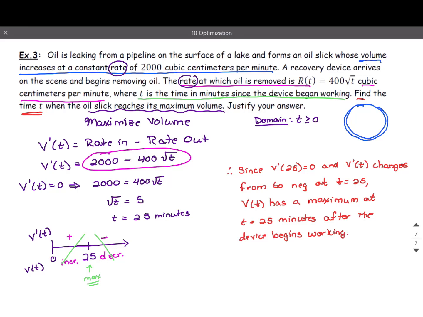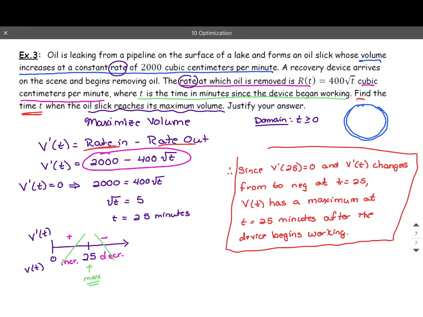All right, and there we go. So, another way to think about that is the rate in was bigger than the rate out first, and then the rate out took over and became bigger than the rate in. Okay, so you can compare them that way if you want, but I think it's easier to do the number line or do your second derivative test if you have a critical value.